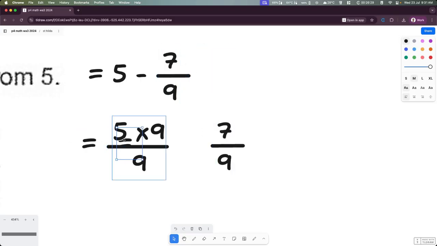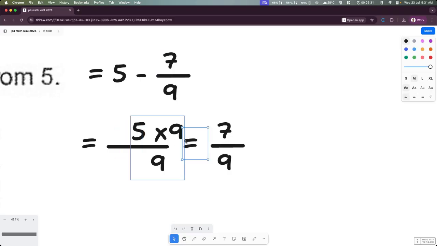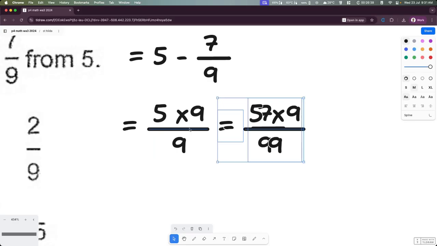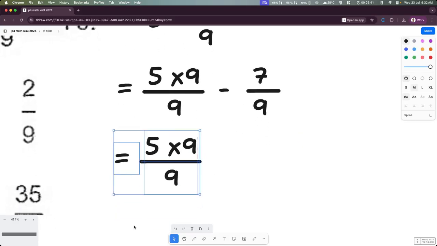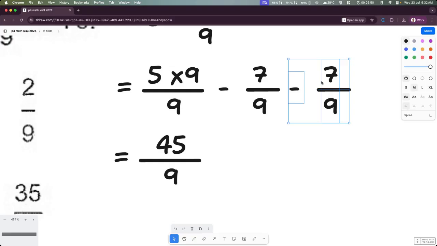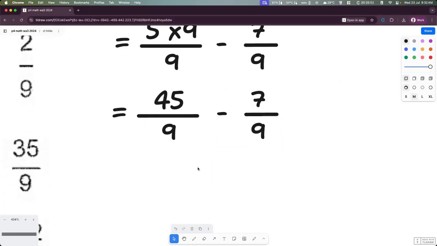So what is this? 5 times 9 over 9 minus 7 over 9. 5 times 9, if you remember your 9 multiplication table, should be 45. And then we minus 7 over 9. 45 minus 7 over 9, pretty straightforward. This will give us 38.